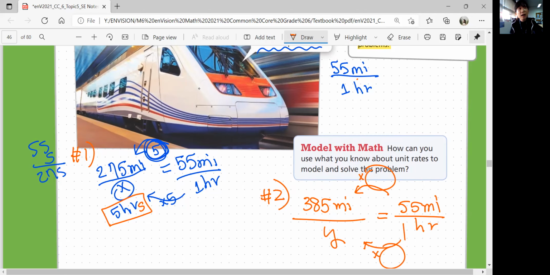So 385 divided by 55 is going to be exactly 7. So you multiply 55 times 7, that's equal to 385. And so 1 times 7 is equal to 7 hours. That is your second answer. Okay, it takes 5 hours to travel 275 miles, and it takes 7 hours to travel 385 miles.